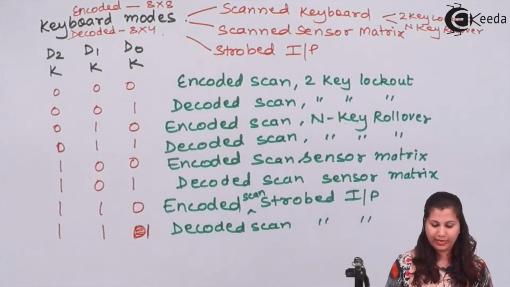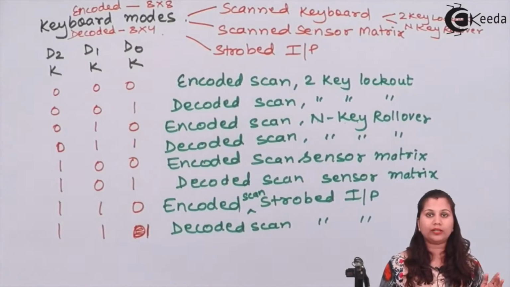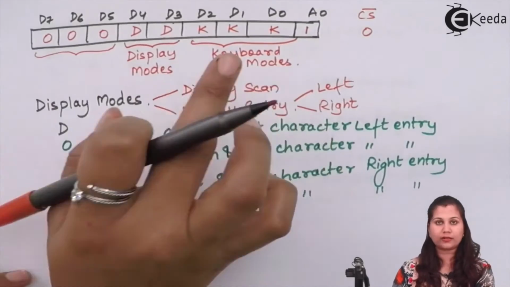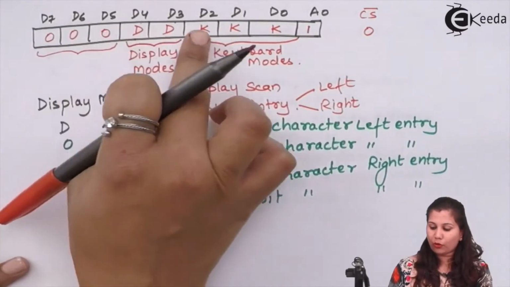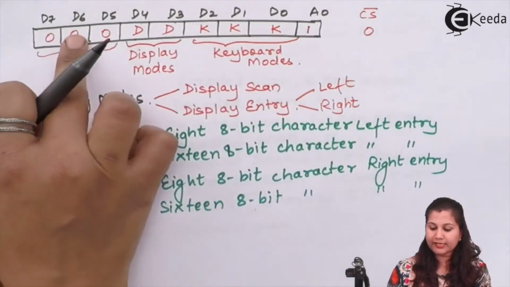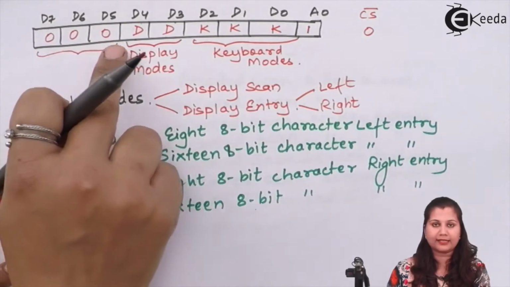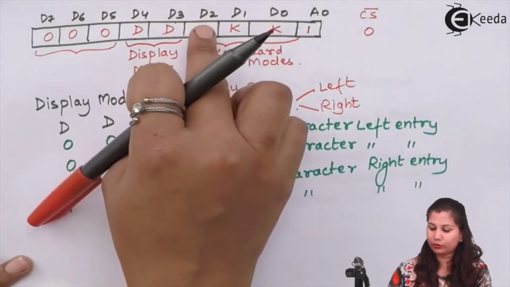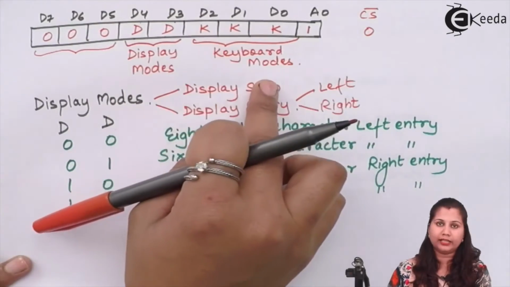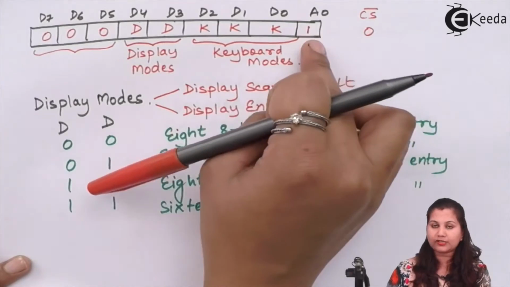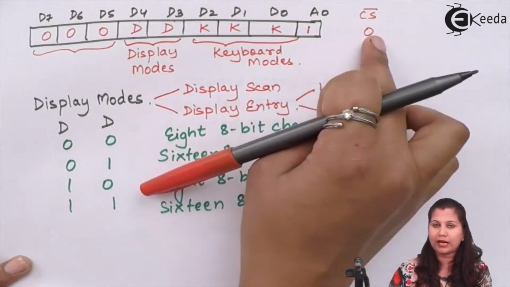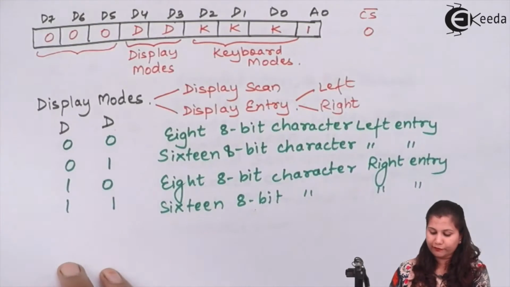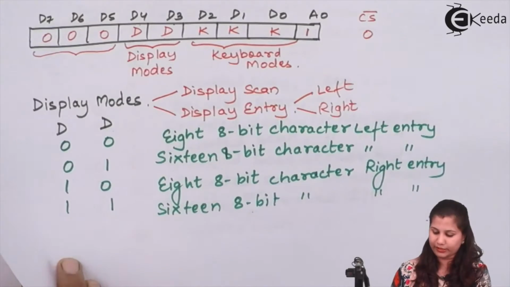So first we have studied the keyboard display mode set. This is the command word. So in this command word, just remember the logic of all the 8 bits. D7, D6, D5 have to be always at 0. D4 and D3 will decide the display modes, and D2, D1, D0 will decide the keyboard mode. And A0 is always at logic 1, and CS bar is always at logic 0. So this was the command word for the first keyboard display mode set.